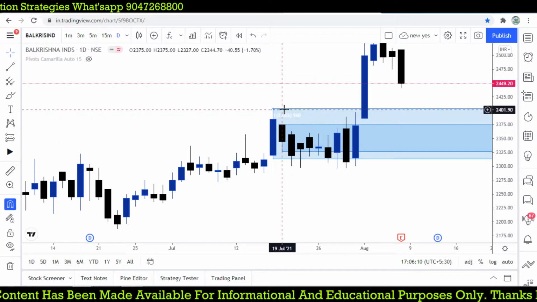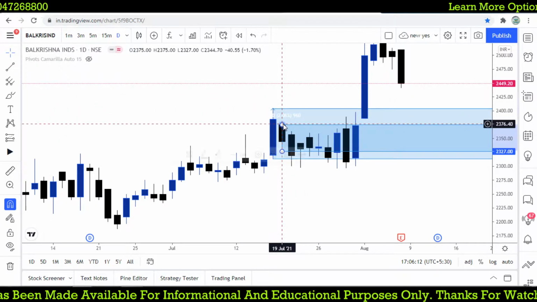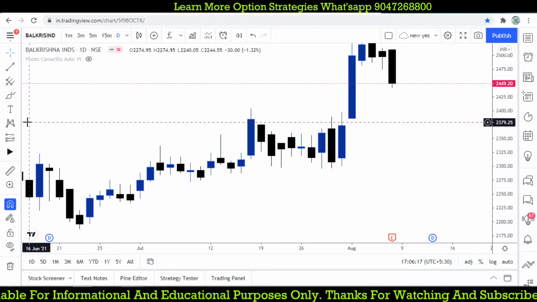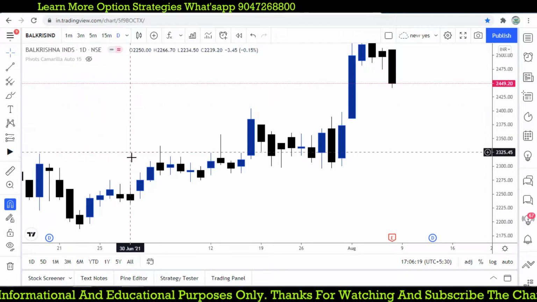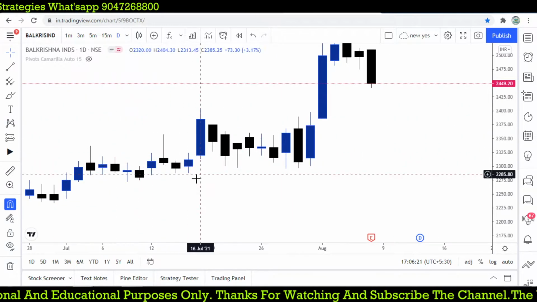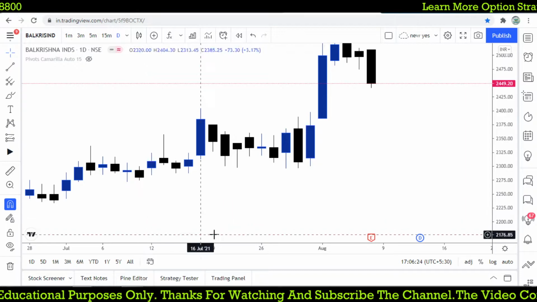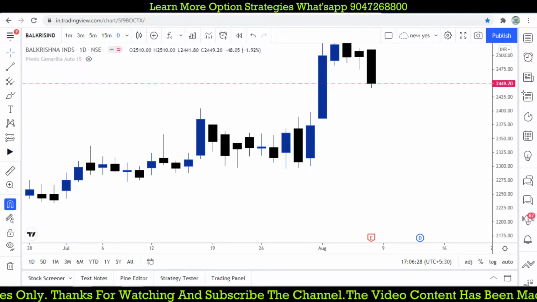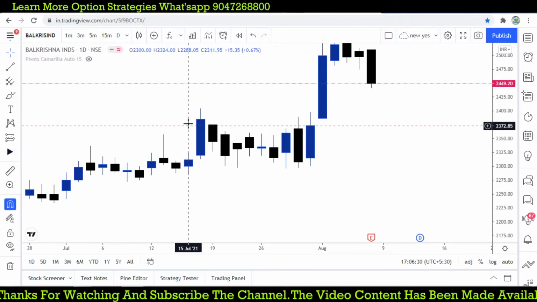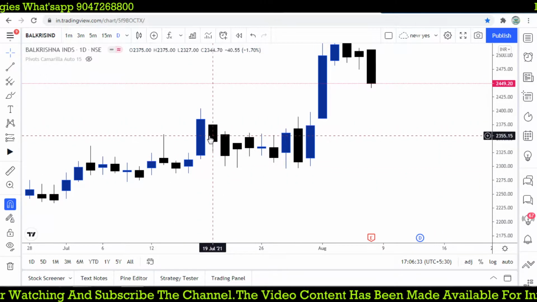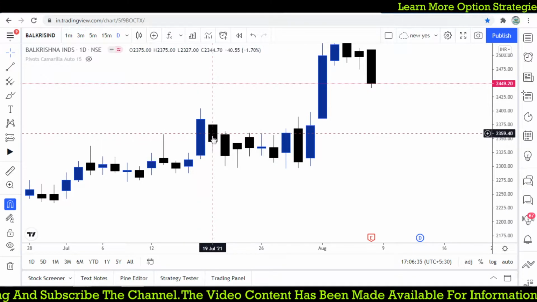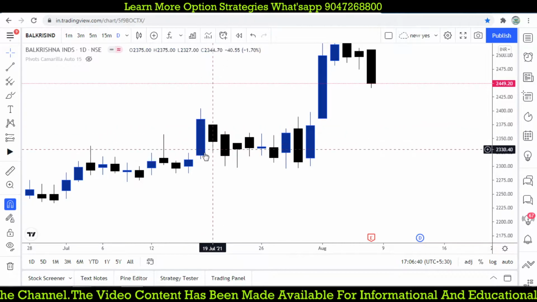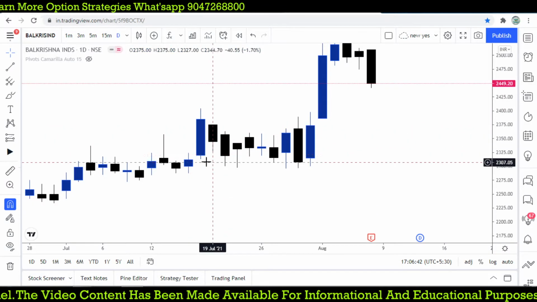This is the exact pattern which I am focusing on. This is the daily chart of Balakrishna Industries. This is not an intraday chart. This is the one-day candlestick pattern which forms here. I found a trade opportunity on the 19th of July, where the exact Harami candlestick forms.